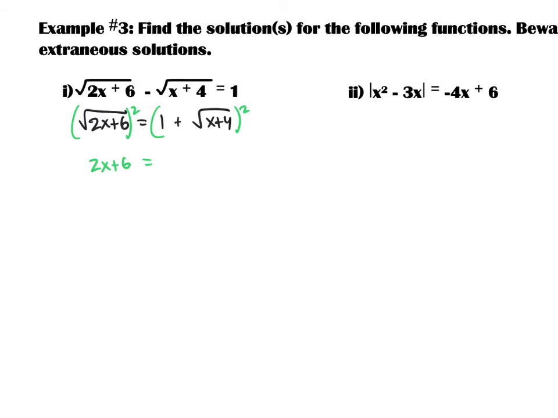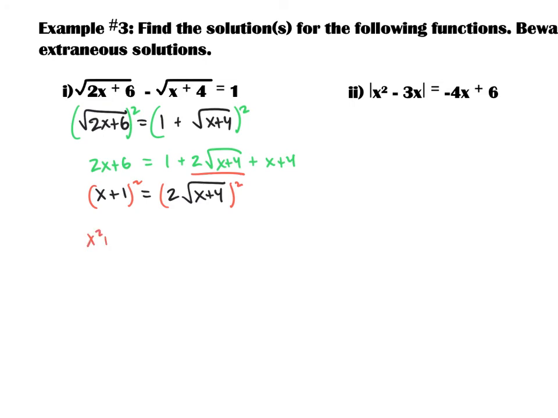You can FOIL it out on your own, but what we would get is 1 plus 2 square root of x plus 4, plus x plus 4. Okay, if you got questions about that, please let me know. Now I do have a radical left. What I'm going to do is move everything other than this term, 2 times the square root of x plus 4, to the left side. So if I subtract x and I subtract 5, I get x plus 1 is equal to 2 square root of x plus 4.